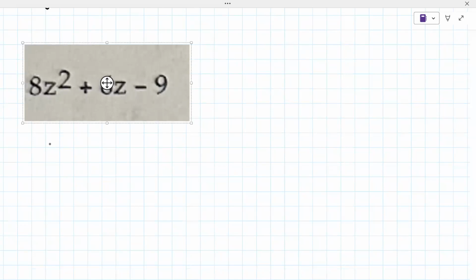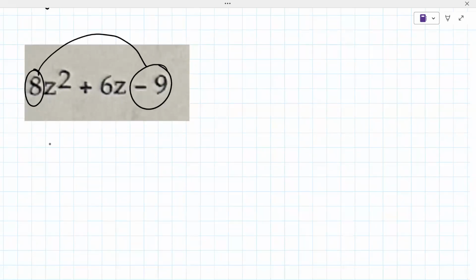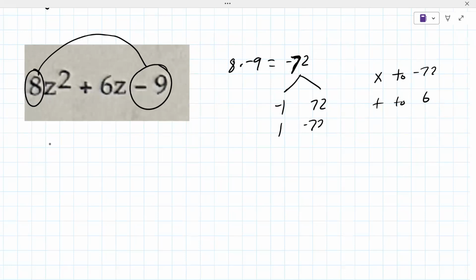Okay, so this one's a little bit more difficult. You have to multiply 8 by minus 9. So 8 times minus 9 is minus 72. And then you have to figure out two numbers that multiply to negative 72, but they add to positive 6. Now, this time it's one positive and one negative.